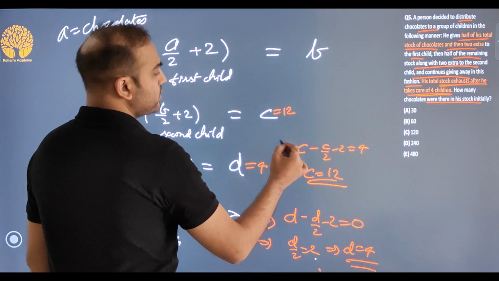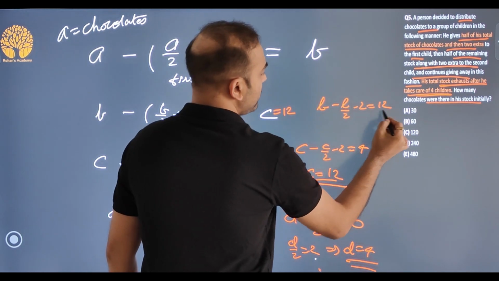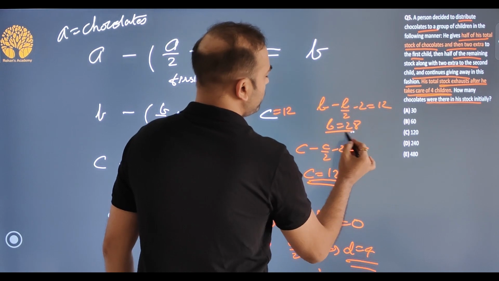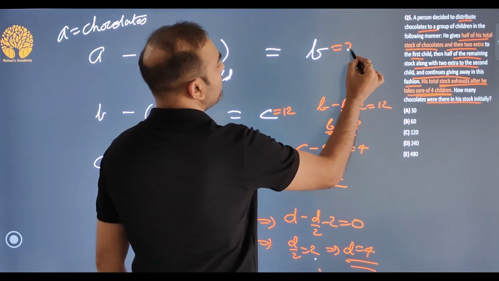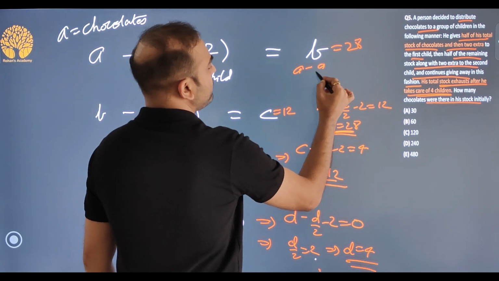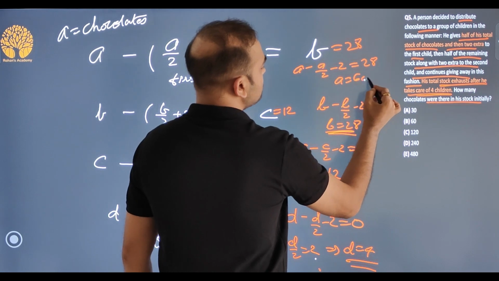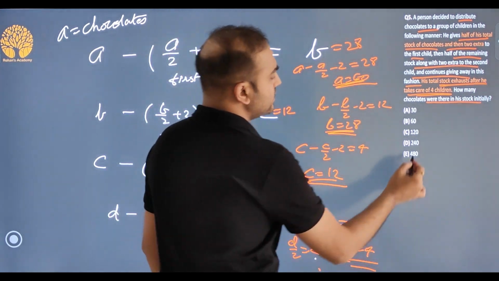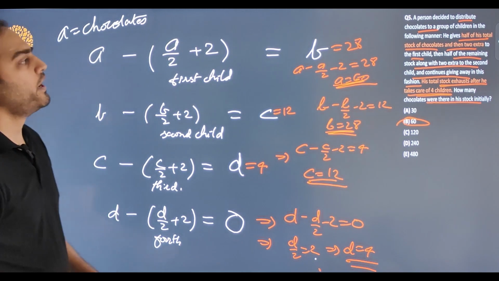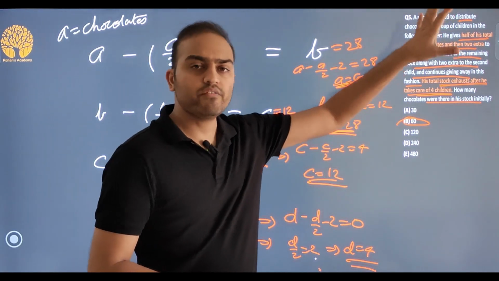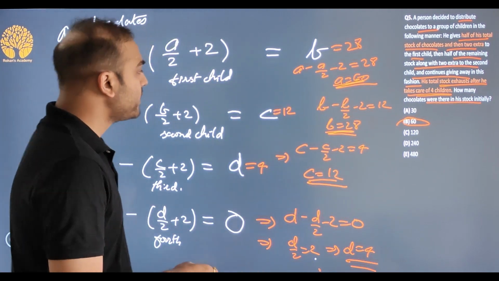C is 12. So B minus B by 2 minus 2 is 12. B becomes 28, right? B is 28. Solve for A minus A by 2 minus 28 to A is 60. So initially he had 60 chocolates, right? The point is, even if there is a complex word problem, do not worry, just write it down.